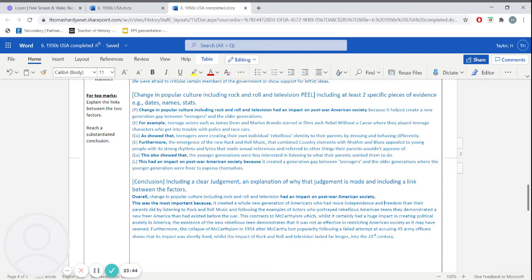Then I link them together and talk about why McCarthyism is less important in my view. This contrasts to McCarthyism, which, whilst it certainly had a huge impact in creating political anxiety in America, the existence of the new rebellious teen demonstrates that it was not as effective in restricting American society as it may have seemed. So what I've done there is talk about how if the new emerging teenager was freer and more rebellious than ever before, then McCarthyism can't have been as restricting on American society as other people might view it.